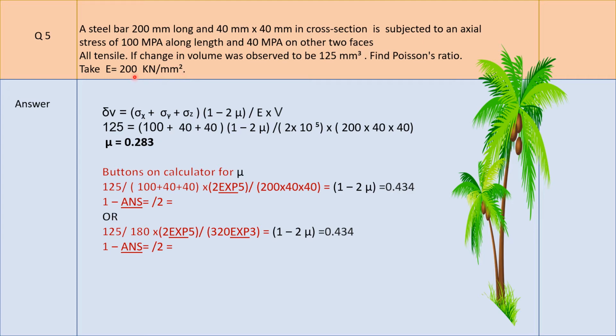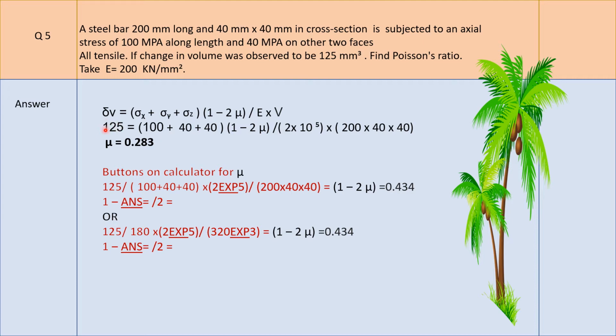Now here change in volume delta V is given, and sigma x, y, z is given, so we will use the formula delta V is equal to bracket open sigma x plus sigma y plus sigma z bracket close into bracket open 1 minus 2 mu bracket close divided by E into V. Substitute the value.